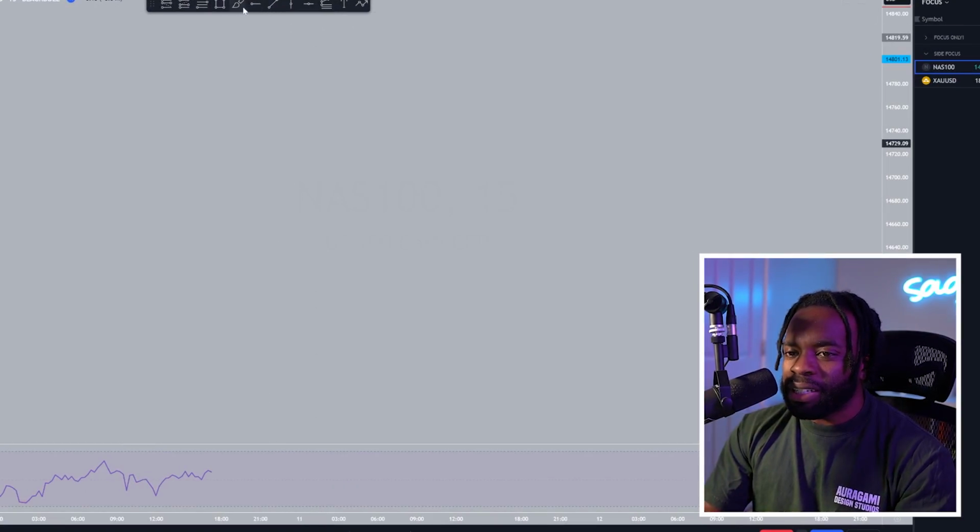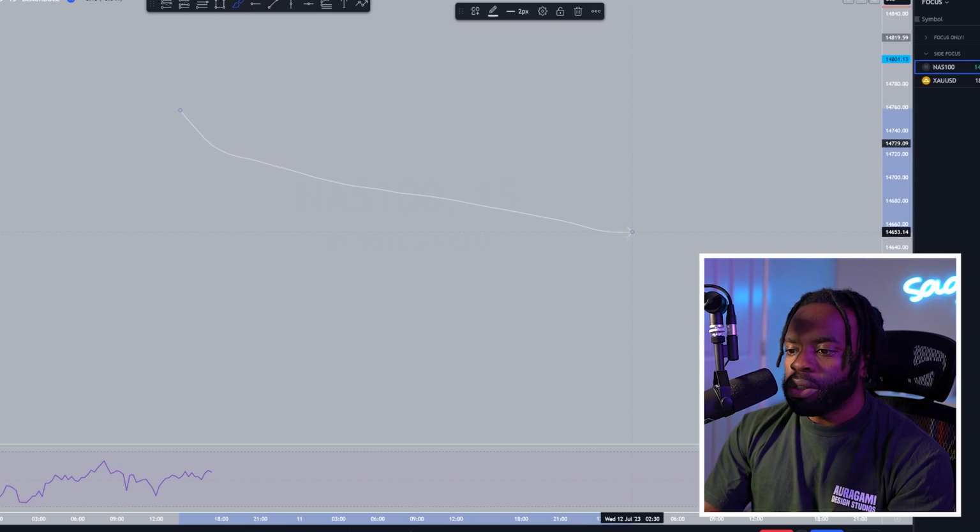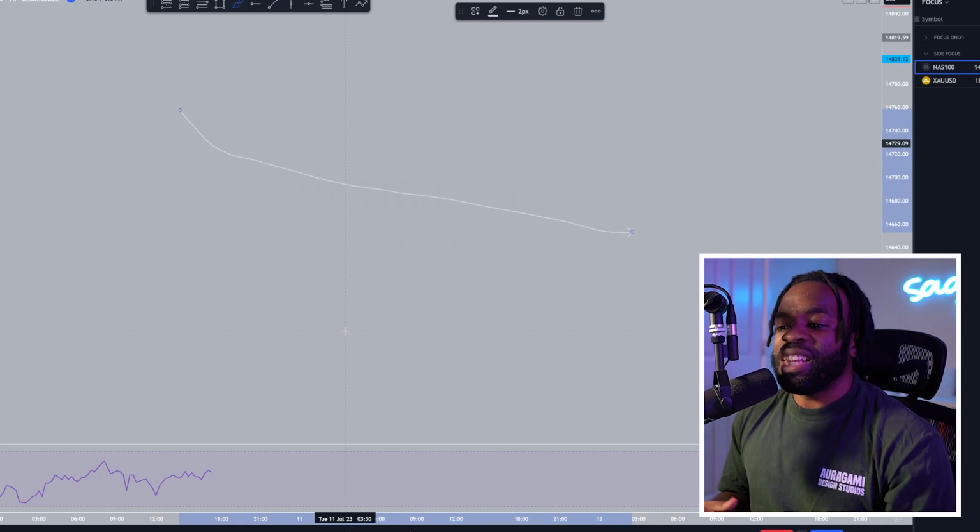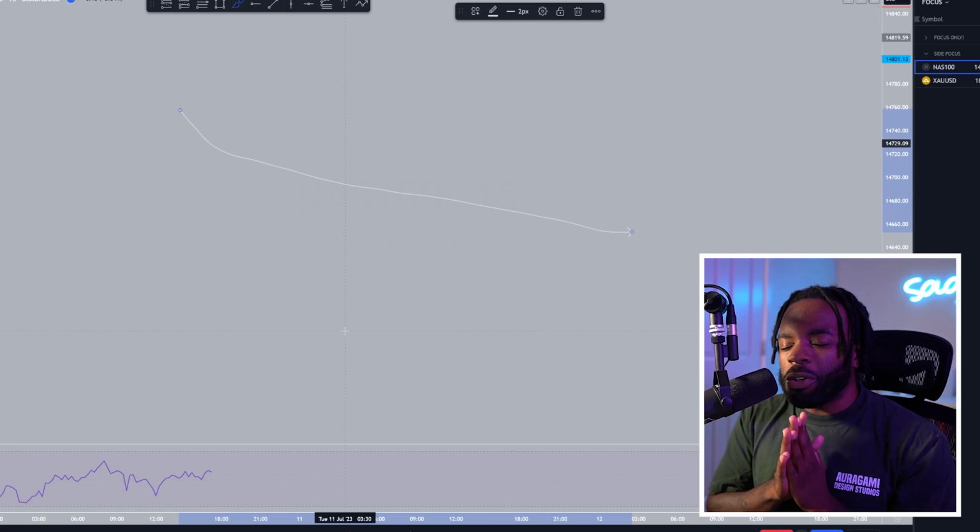All right, guys, so let's go ahead and talk about how the strategy will work and how to use the strategy. So what we're going to basically be doing is paying attention to the moving average. If anything is above the moving average, we're only going to be looking for buying setups, and if anything is below, we're only going to be looking for selling setups.